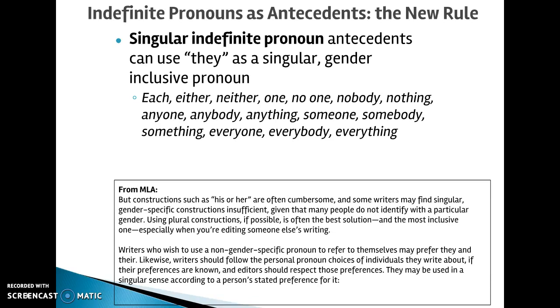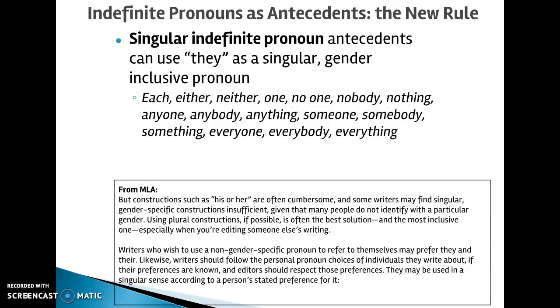So these same singular pronouns, each, either, neither, etc., can now take they as a gender inclusive pronoun because we don't necessarily know the gender identity of the people that we're referring to. So directly from the MLA, it says that constructions such as his or her are often cumbersome and some writers find singular gender specific construction insufficient, given that many people do not identify with a particular gender. So using plural constructions if possible is often the best solution, the most inclusive one, especially when you're editing someone else's writing because you don't know how the people identify.